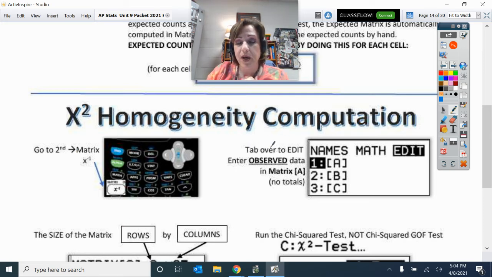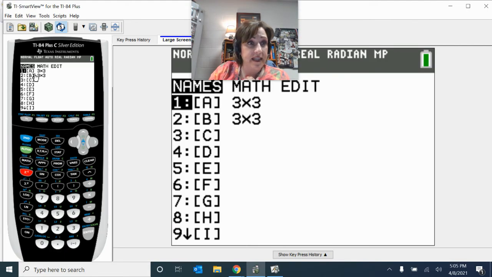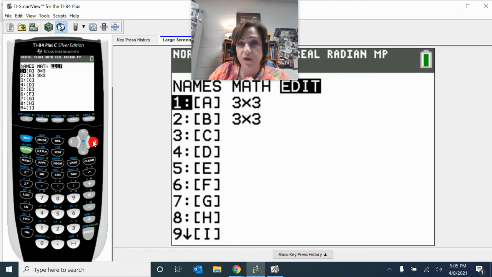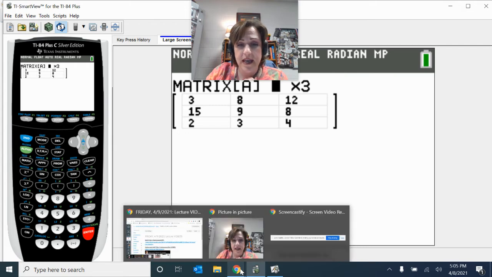Now, tab over to edit right here. And you're going to enter your observed data into matrix A. Now, you can see I already have data in there. Look, I've already had a 3x3 matrix. So watch this. When I tab over, I don't know how to clear these things out actually. So if I go enter into this, there's already data. Well, it's okay because you can type over the data. And so I've not really ever worried about clearing those out.